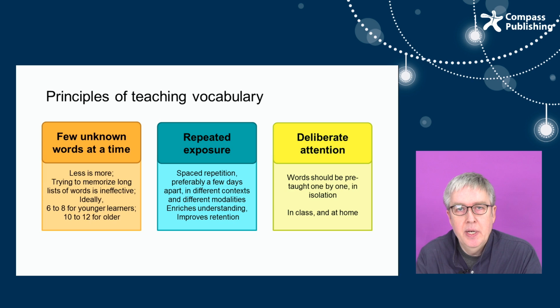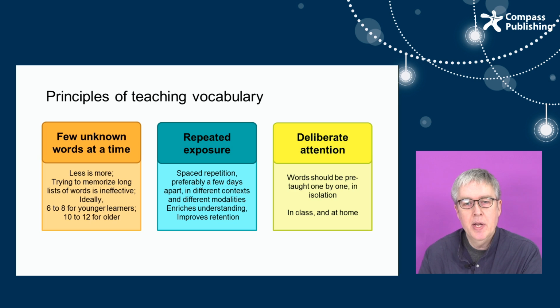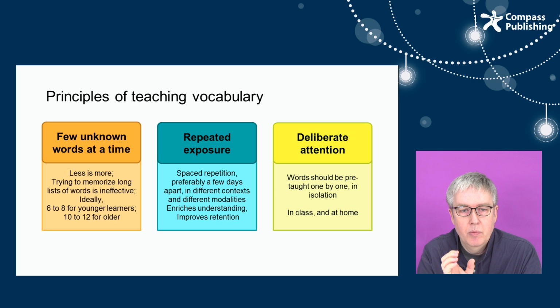The third point is deliberate attention. We shouldn't just teach vocabulary in passing. Like, we shouldn't have a reading passage and, oh, this word came up, so we'll just deal with it and then move on to the rest of the reading. What we need is a period of time in class where we spend deliberate attention on vocabulary building. And that should be done in the classroom and also at home. They should spend time learning vocabulary. And words should be treated one by one. Spend time one by one and do this teaching cycle, which we'll talk about next.